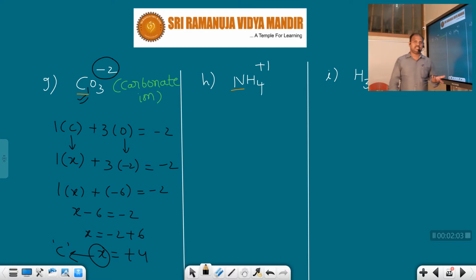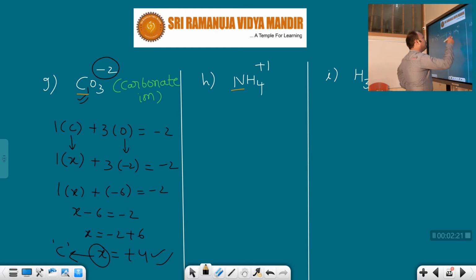Carbon is in which group? 4A group element: carbon, silicon, germanium, tin, lead. The maximum oxidation number of any atom of an element in the periodic table should be equal to its group number. So carbon's oxidation number here is +4.